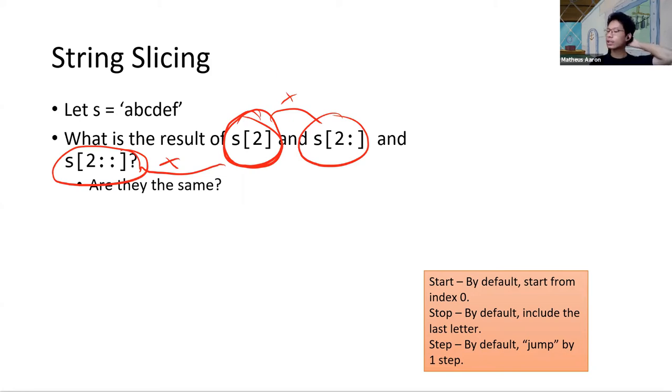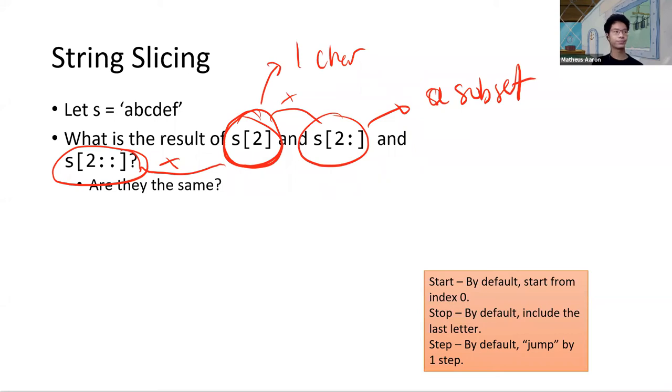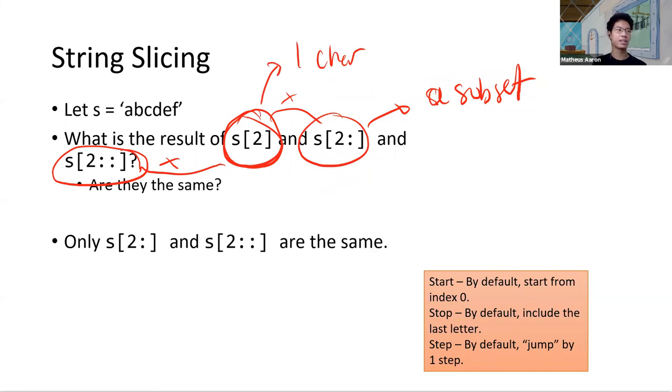Because this one only takes one character, and this one takes a subset of the string. So for those of you who haven't guessed it, S2 colon and S2 double colon are the same. Basically, when the values are missing, they will be filled in with the default value over here, making them practically the same.